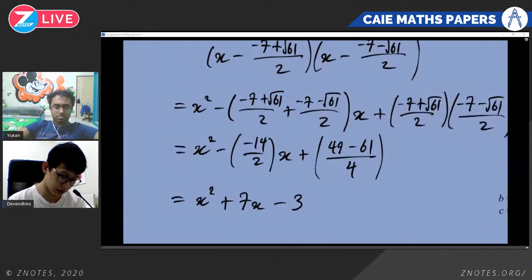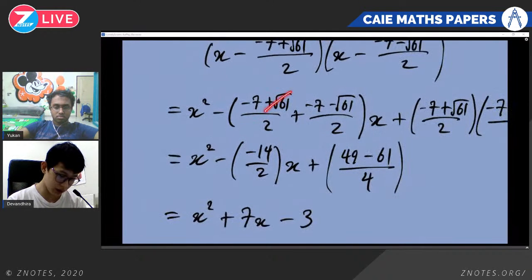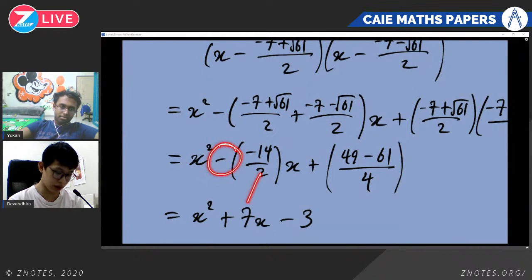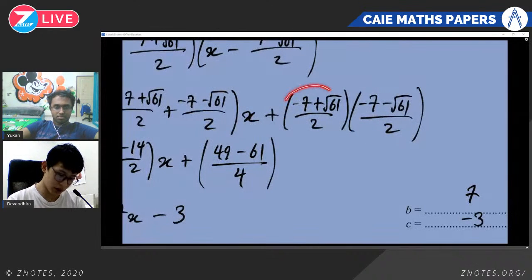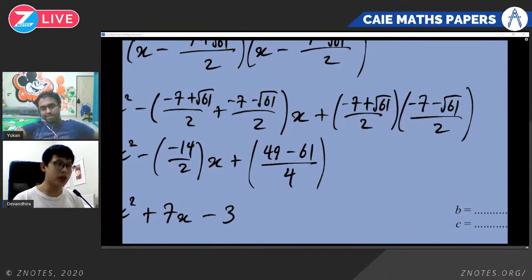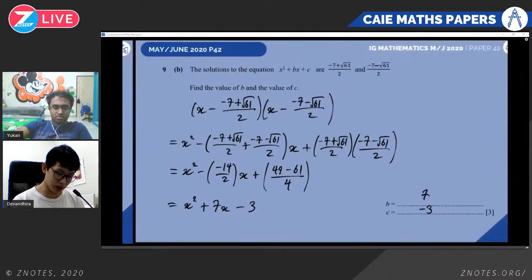Okay, we can simplify this, of course. If you notice that right here, the root of 61 will cancel, and you'll have -14/2, and that's just -7. But because there's a negative here, you get +7, right? Same thing for the other one. You actually don't have to do this, just put it in your calculator and you should get -3. But if you're quite ambitious, you notice that these two are a difference of squares. This is just 49 minus 61 divided by 4. Why 4? Because 2 times 2. Once you get that, you should get -3.